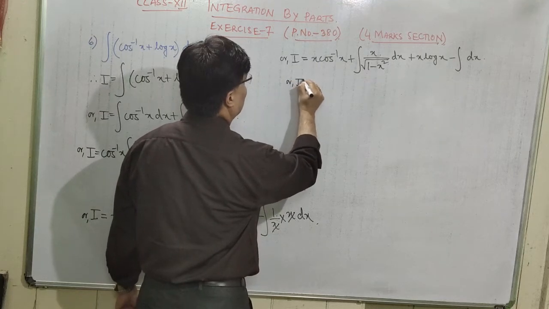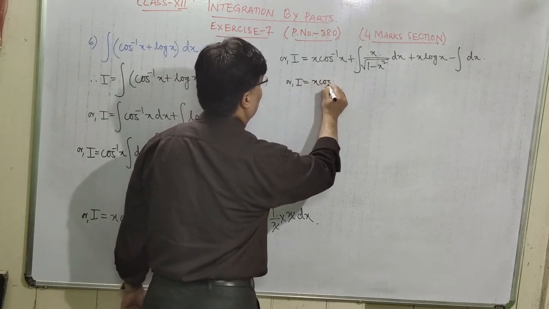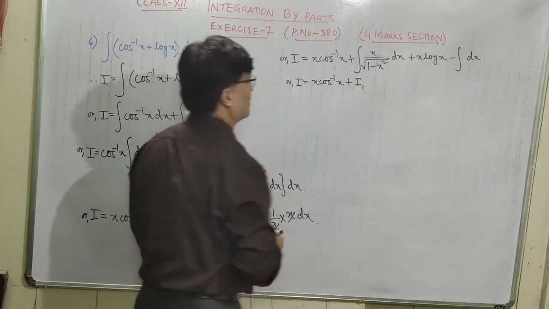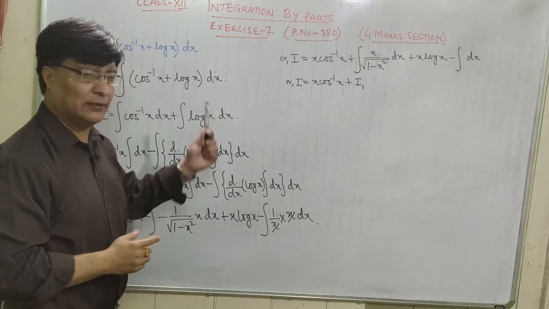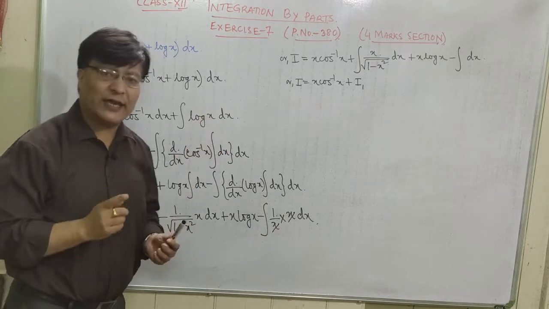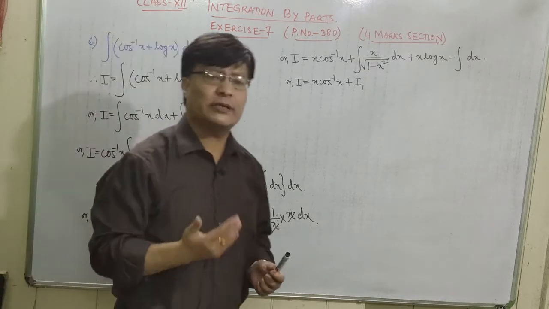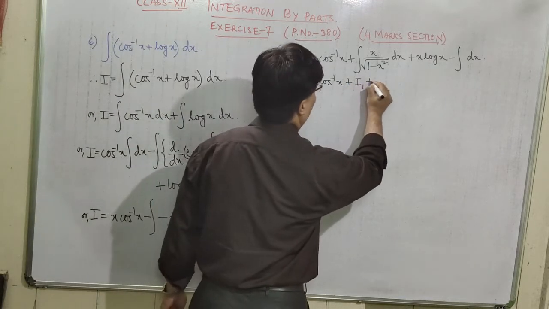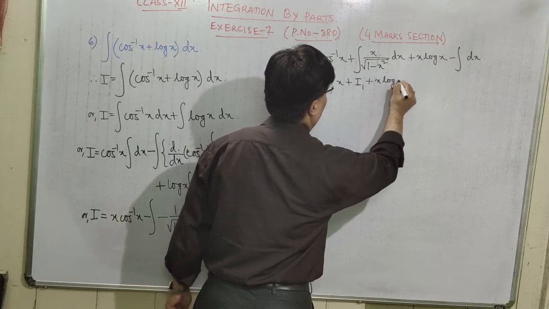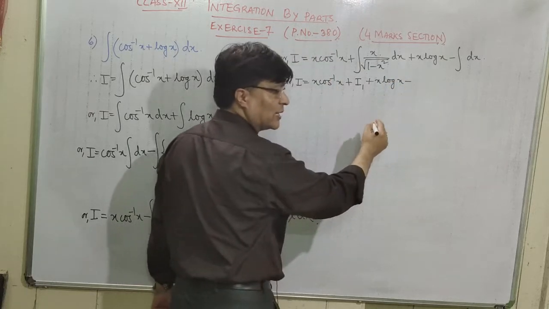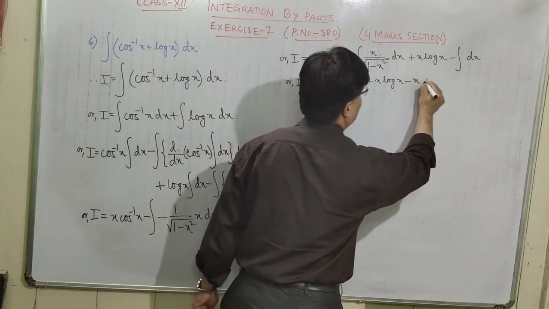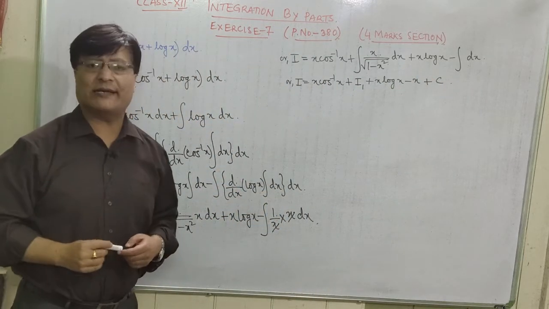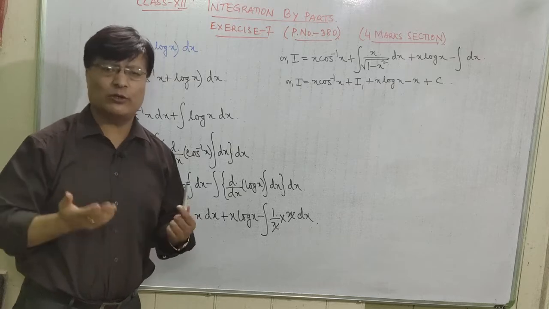So I is equal to x cos inverse x plus, let us write it as I1 because you have to integrate this integral, right? So integration of x dx divided by root under 1 minus x square is taken as I1. Then plus x log x minus, what is integral sine dx? That is your x. Then plus c. So after integration you have to write c as a constant of integration. I already told you about it.